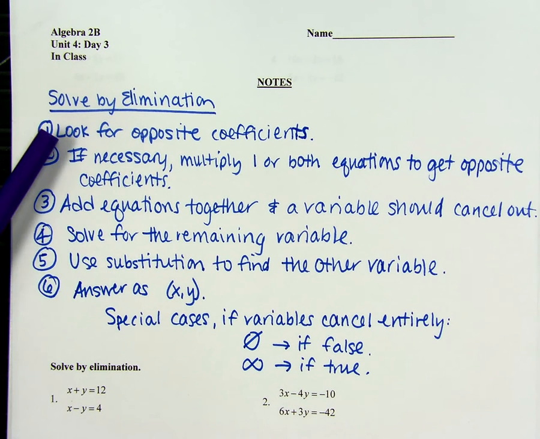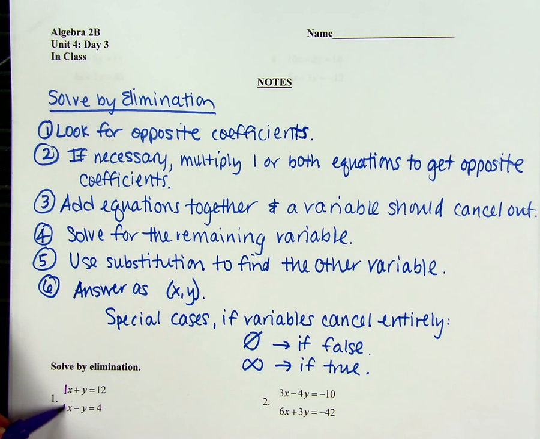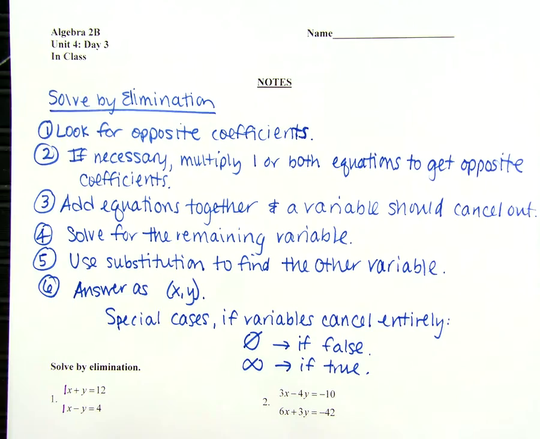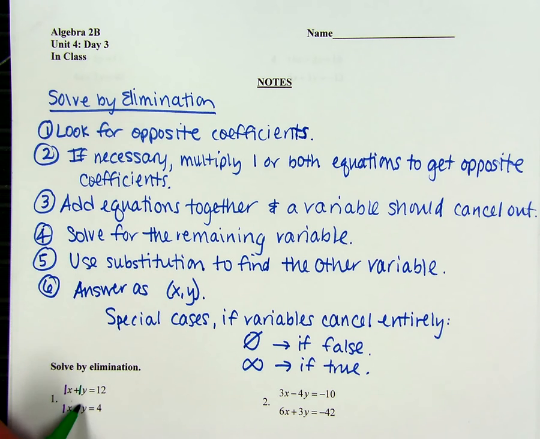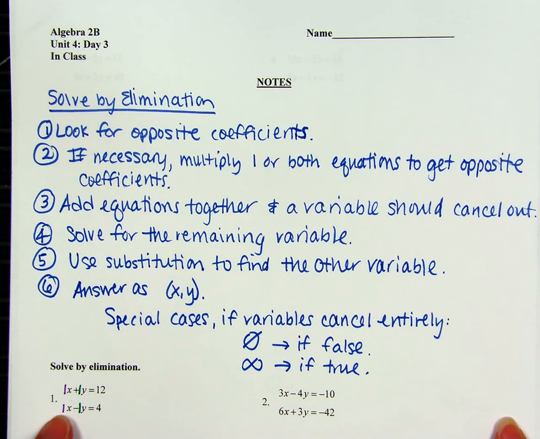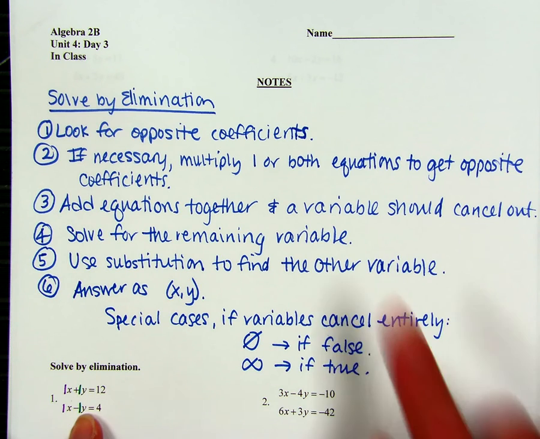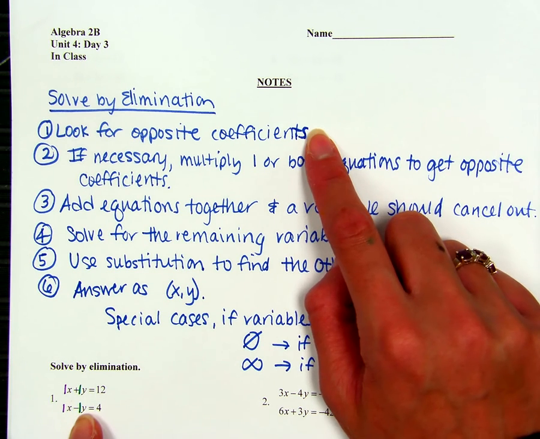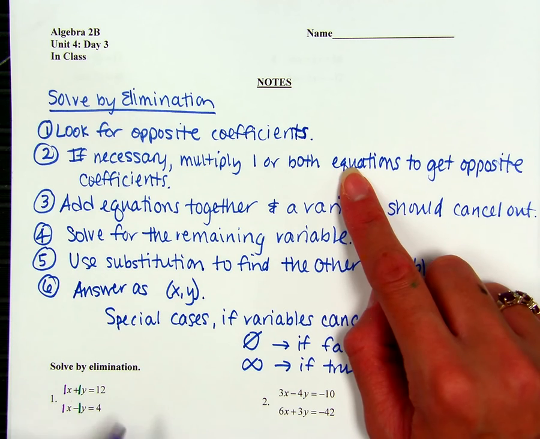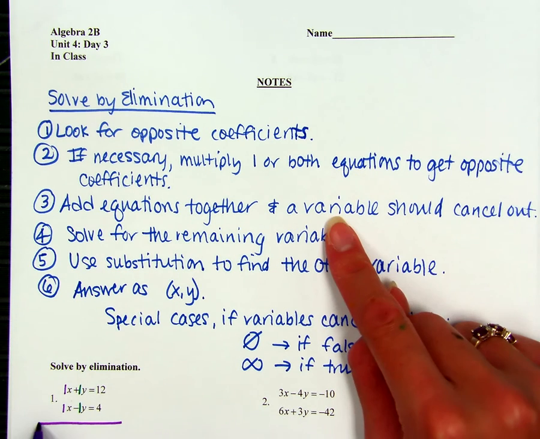So your goal is to look for opposite coefficients. Coefficients are the numbers that are in front of the x's or the y's. So notice that here in front of the x's we have a 1, and in front of the y's we have positive 1 and negative 1. Opposite means that one number is positive and one number is negative. So these are both the same, but since they're both positive, that's not opposite. Here we do have opposite coefficients. So right away we've got opposite coefficients. We don't have to do step 2 because we already have our opposites. So we could skip to step 3.